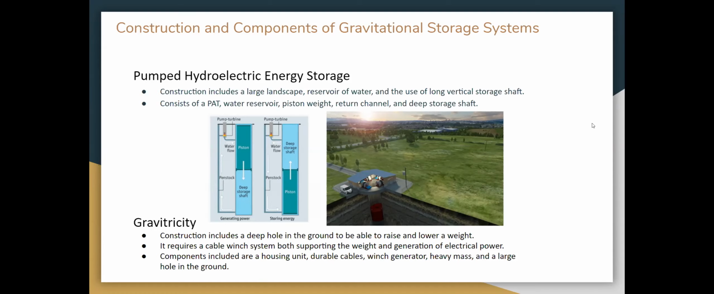Now the weight configuration can be anywhere from 500 to 5,000 tons. The heavier the weight, the more energy it stores, which would be ideal, but with an even larger weight, you need to have an even larger tunnel. Graviticity has said that they would like to repurpose unmade mine shafts and bring them back into use.